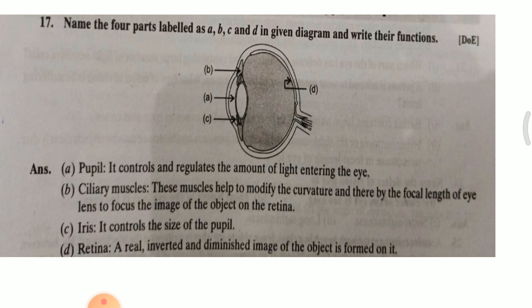Then what is the function of the ciliary muscles? These muscles help to modify the curvature and thereby the focal length of the eye lens to focus the image of the object on the retina. Iris, it controls the size of the pupil. The last one, retina. What is the function of the retina? A real, inverted, diminished image of the object is formed on it. So this is the function of the retina.